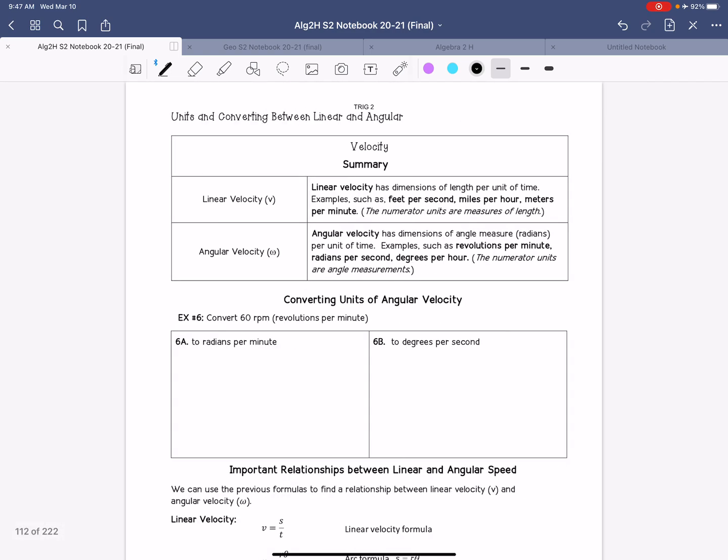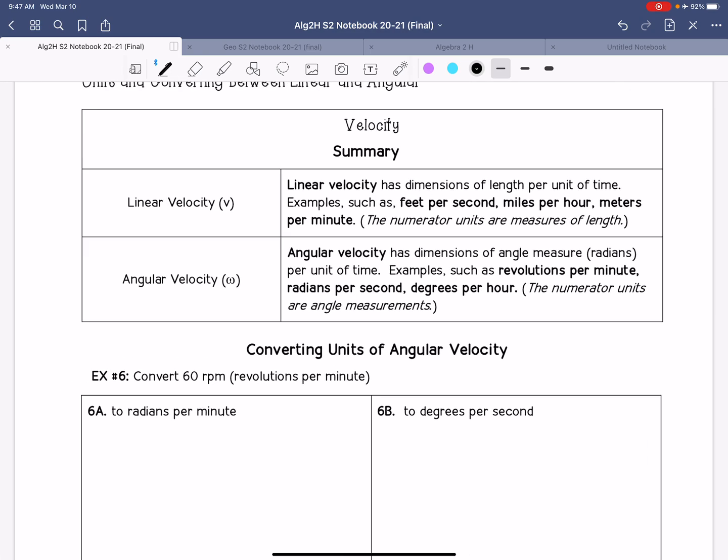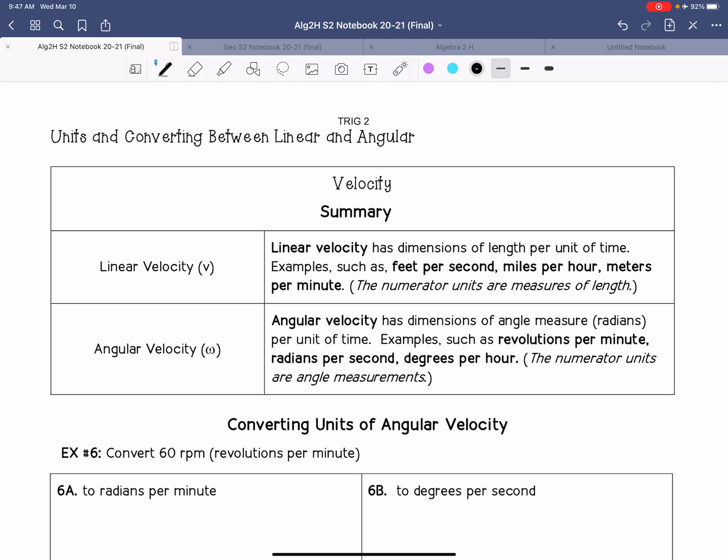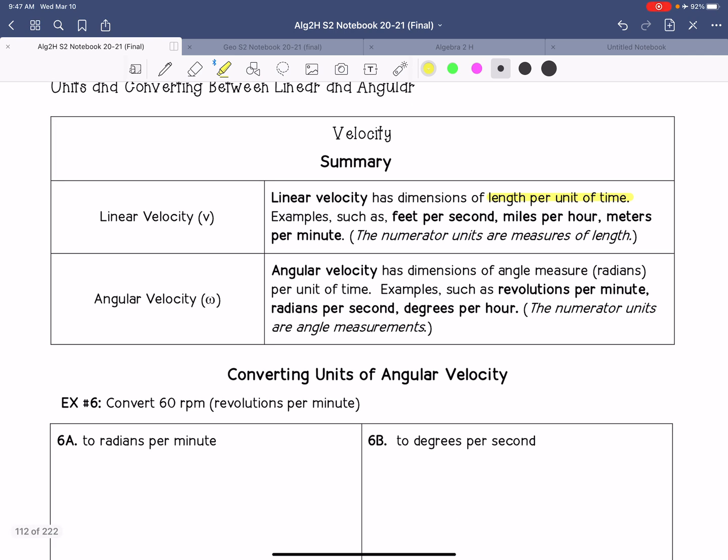All right, next page. Now we have a nice little summary of what we just learned. Linear velocity is the dimensions of length per unit of time. So, for example, feet per second, miles per hour, meters per minute. Where angular velocity is the dimensions of the angle measure in radians per time. So it's angle measure per time. For example, revolutions per minute, radians per second, degrees per hour.